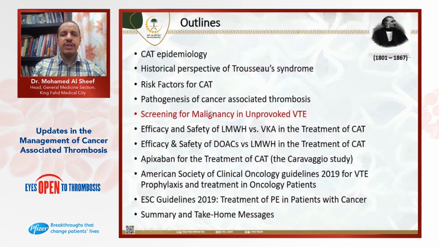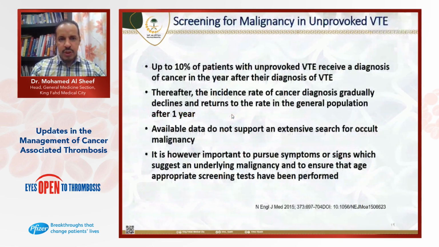Now moving to the screening of malignancy in unprovoked venous thromboembolism. Just to know, up to 10% of patients who present with unprovoked venous thromboembolism, DVT or PE, receive a diagnosis of cancer in the year after the diagnosis of VTE. After about 1 year, the incidence rate of cancer diagnosis gradually declines and returns to the rate in the general population. So that's why, in 10%, it might be the first presentation of cancer. It could be a paraneoplastic presentation.